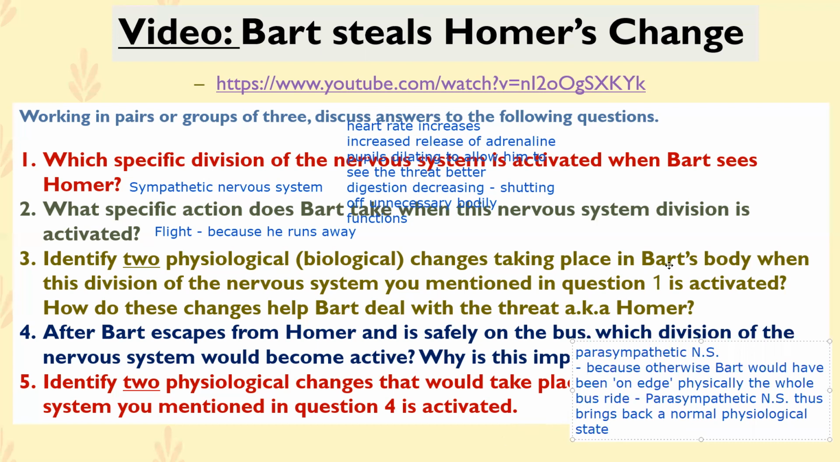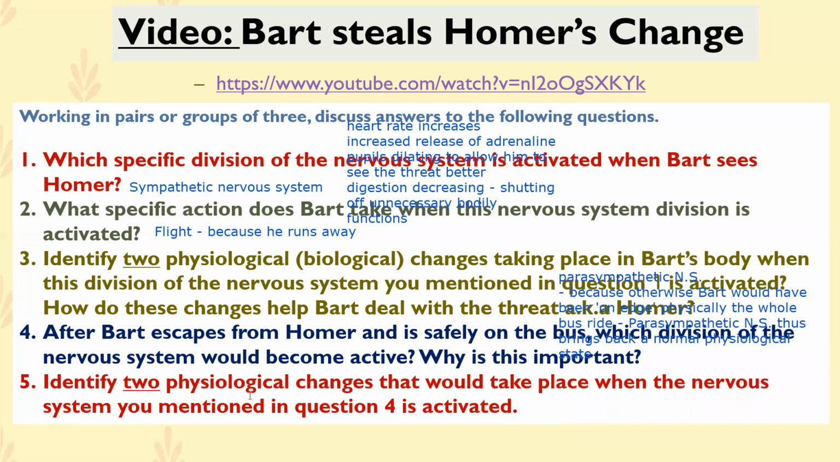All right, last question. Identify 2 physiological changes that would take place when the nervous system that you mentioned in question 4 is activated. So now we're talking about what are 2 physiological changes that would come into play once Bart's parasympathetic nervous system was activated. Remember, guys, that the effect of the sympathetic is almost always the opposite of the parasympathetic. So if we look at the functions that we already talked about, the opposite would apply here.